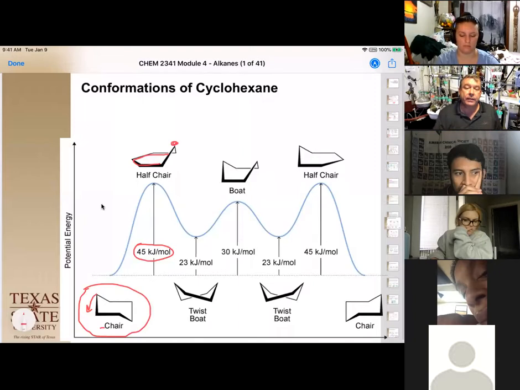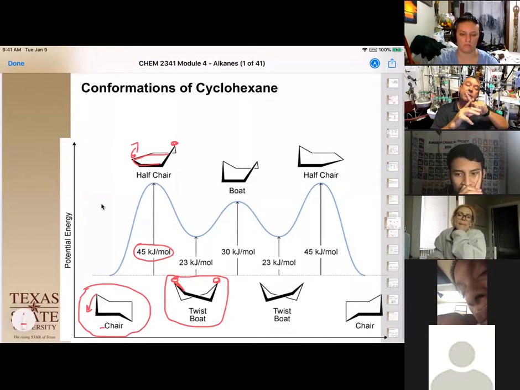Now, if we take this point here and push it up a little bit, we get to what we call the twist boat. In this twist boat, a lot of them are in staggered configuration, but some of them are gauche, where this carbon here and this carbon here would be about 60 degrees apart. This is why it's fairly lower energy than the half chair, where we have a lot of things overlapping. But it's also not the same as chair, because we do have gauche. In chair, we have them all as staggered.